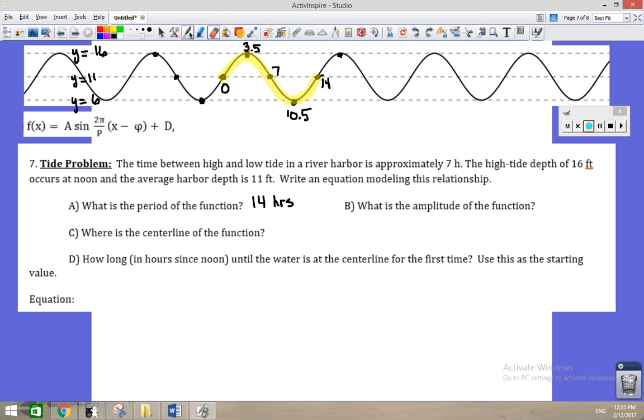Alright, the amplitude from 16 minus 11, 5 feet is the amplitude. Our center line is at 11 feet, and I just defined my center line to be there at t equals 0. So I'm going to reword that for you to just say, hey, pick your own starting point.